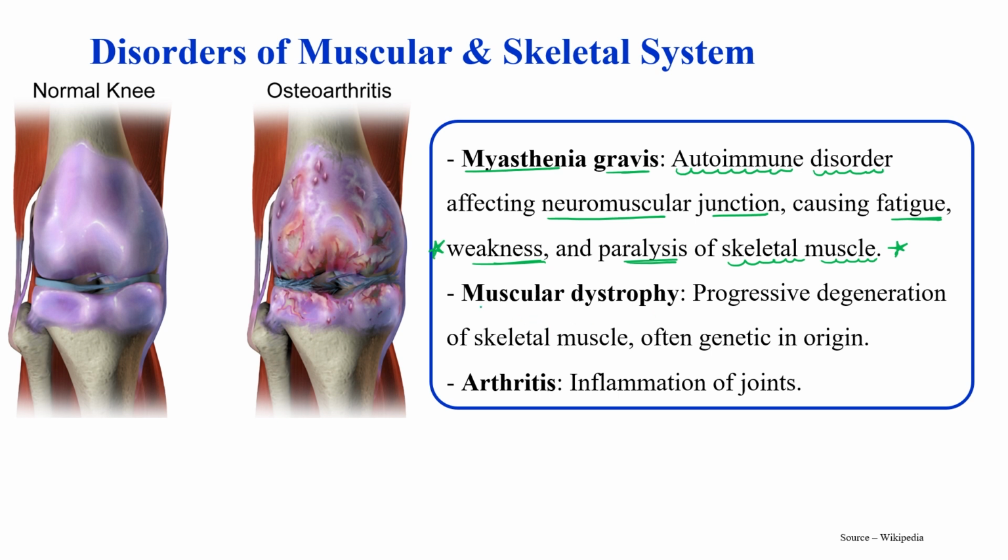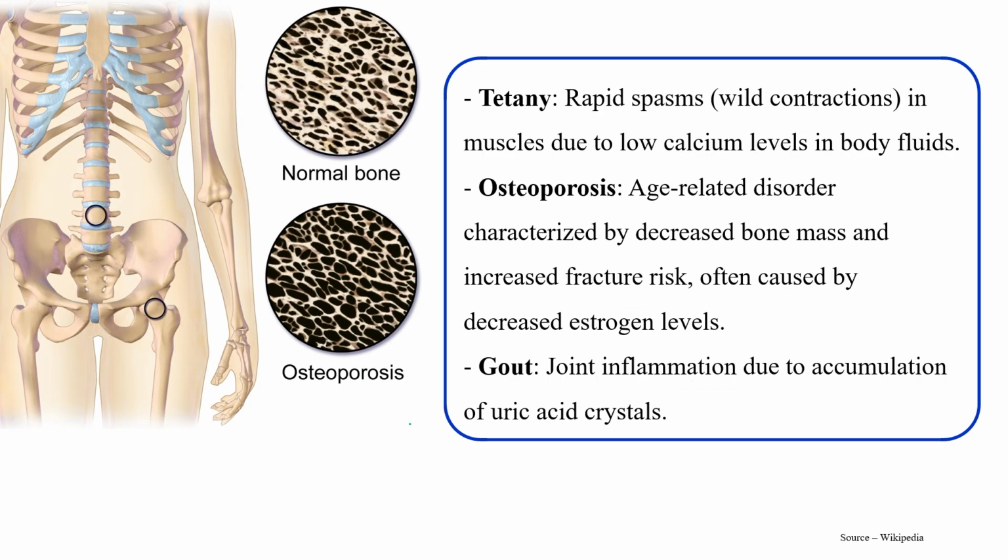Next type of disorder is known as muscular dystrophy. It is a type of disorder in which progressive degeneration of skeletal muscle occurs. It is also genetic in nature. Third type of disorder is known as arthritis, meaning inflammation of joints. This is the normal joint. This is the inflamed one, osteoarthritis. So inflammation of joints occurs in this type of disorder, arthritis.